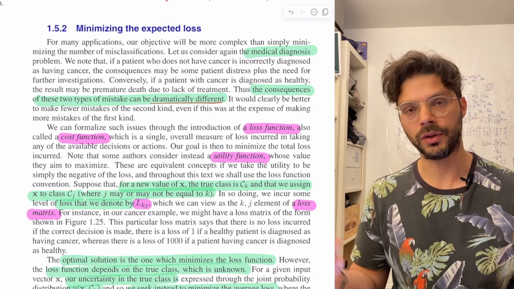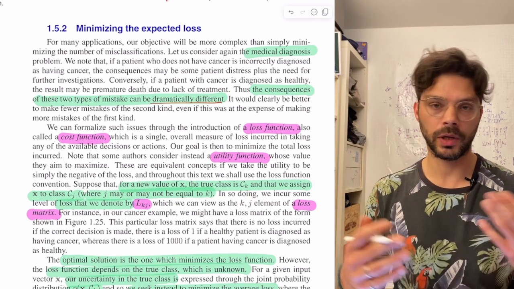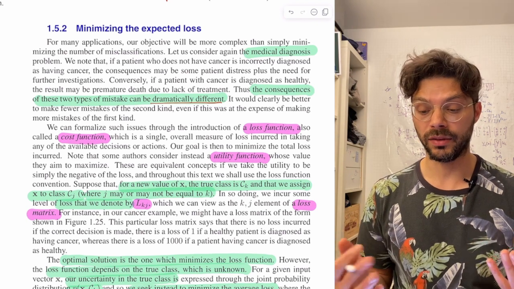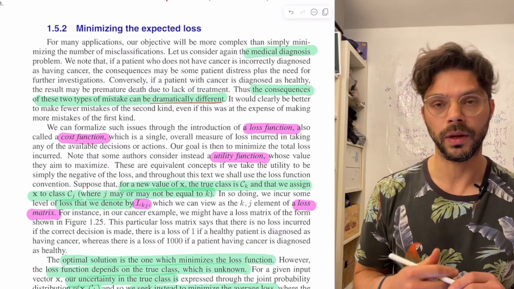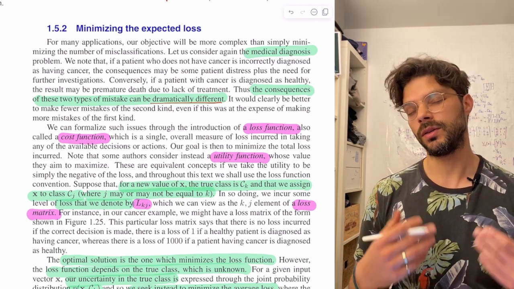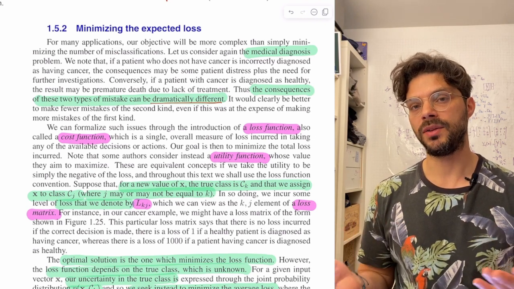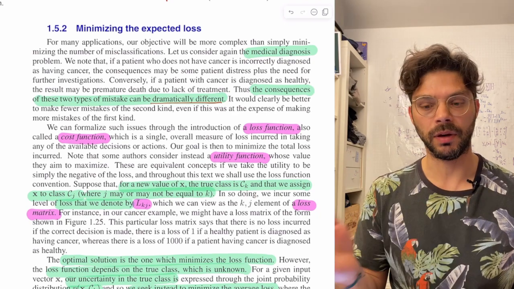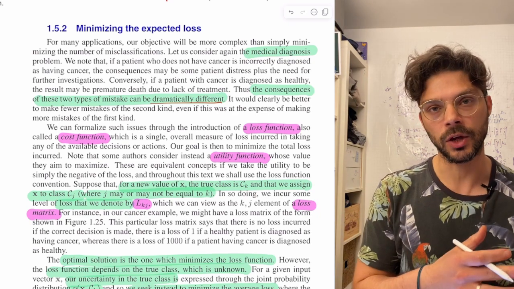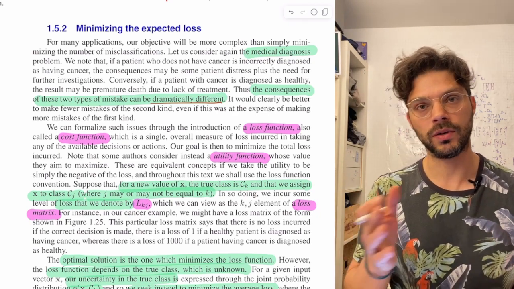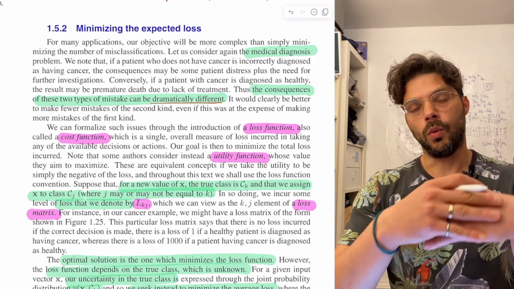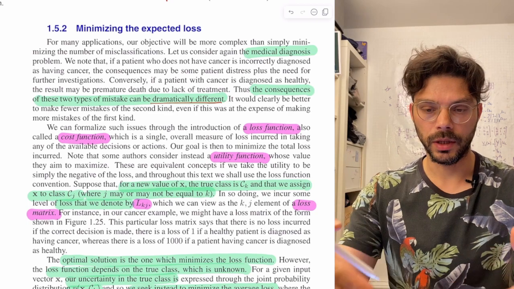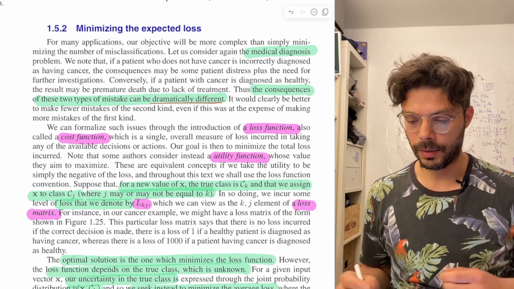So it's going to cost some grief and some money, but it won't be quite as bad as telling someone they don't have cancer when they do. So in those situations, it's not just about minimizing your misclassification rate, which would value both of those types of errors equally, but some misclassifications are more expensive than others. So you want to avoid making those if you can. So that's what minimizing the expected loss is all about.